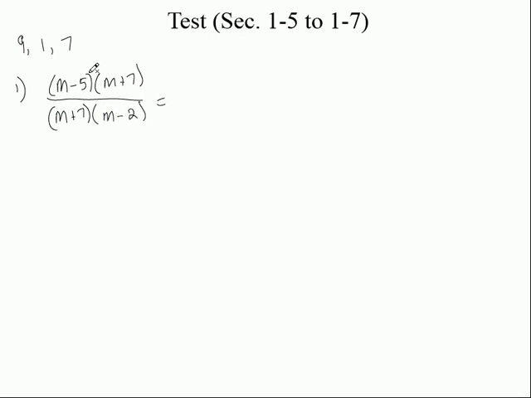Alright, this one was pretty easy, I got to admit. Watch. These things are being multiplied together. These things are being multiplied together. So you don't distribute, don't multiply those together. If these are being multiplied, these are being multiplied, I can cancel out whatever's the same on the top and the bottom. Look, m plus 7, they cancel out, right? And then that's it. You're done. You just write m minus 5 over m minus 2, and that's it. So, told you it was easy. All right, so that was number 1.